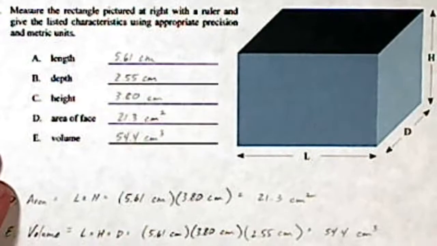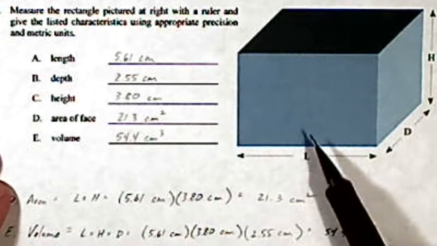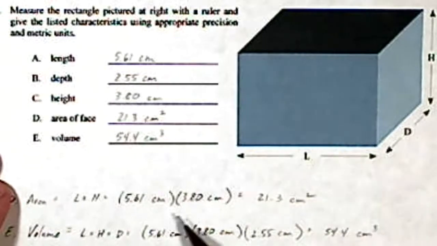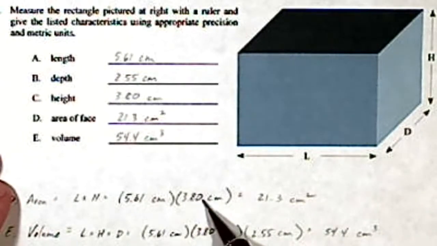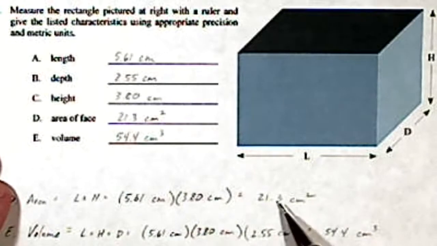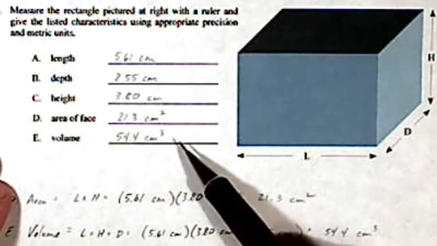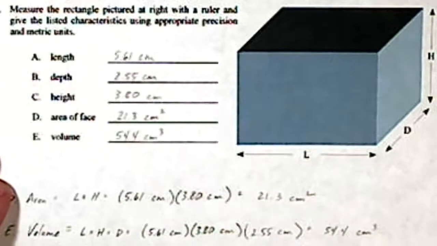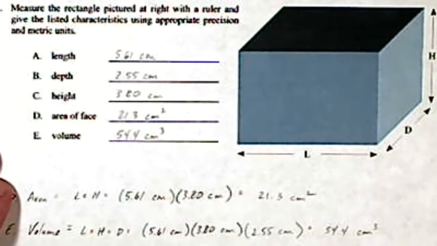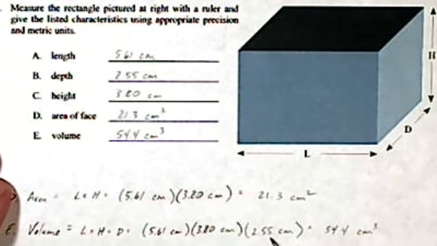Now if I calculate the area, and I mean just the area of this front face, that'll be 5.67 centimeters times 3.80 centimeters. Both of those have three significant digits, so that's what my answer has. So I get 21.3 centimeters squared. Importantly, always keep units. Whenever there are units, keep them there. The volume, I take that number basically, multiply those two, and multiply it by my 2.55 centimeters, and again, three significant digits. I get 54.4 cubic centimeters.